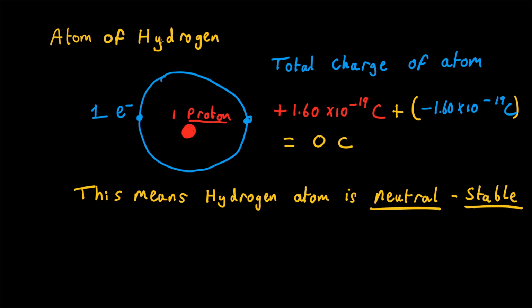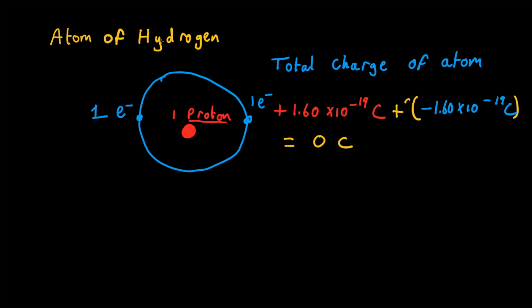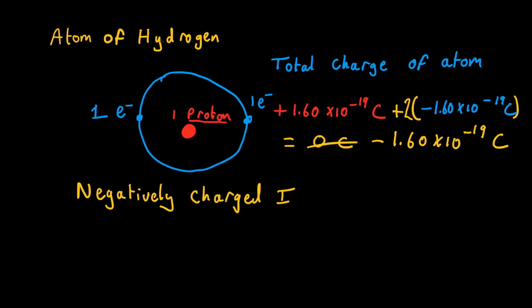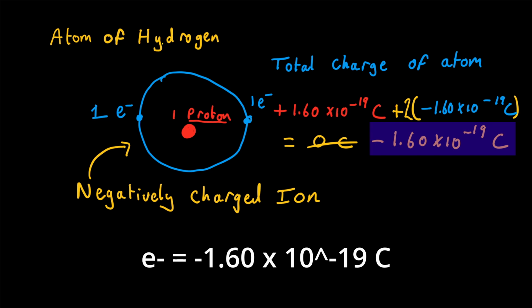If we force this hydrogen atom to absorb an additional electron, so now it has 2 electrons around it, this hydrogen atom becomes negatively charged. And it now becomes a negative ion with a charge of negative 1.60 times 10 to the minus 19 coulombs. It has the same charge as an electron.